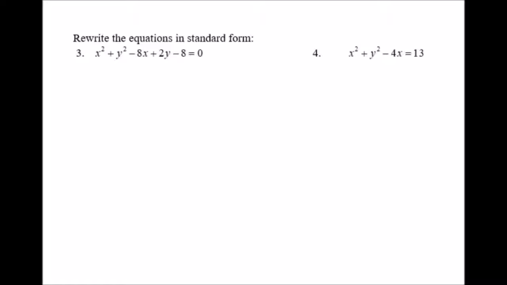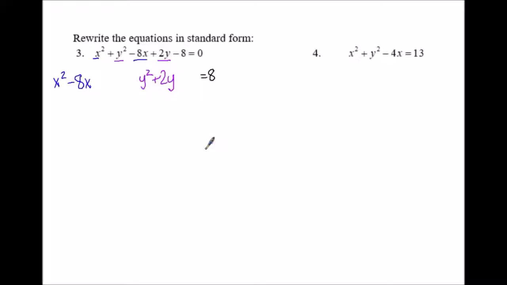Now, this is the trickiest part. If you are given an equation in general form and you want to rewrite it in standard form, we are going to have to complete the square twice. So I'm going to start by grouping my x terms together and grouping my y terms together. And then I'm going to go ahead and add this 8 to the other side.